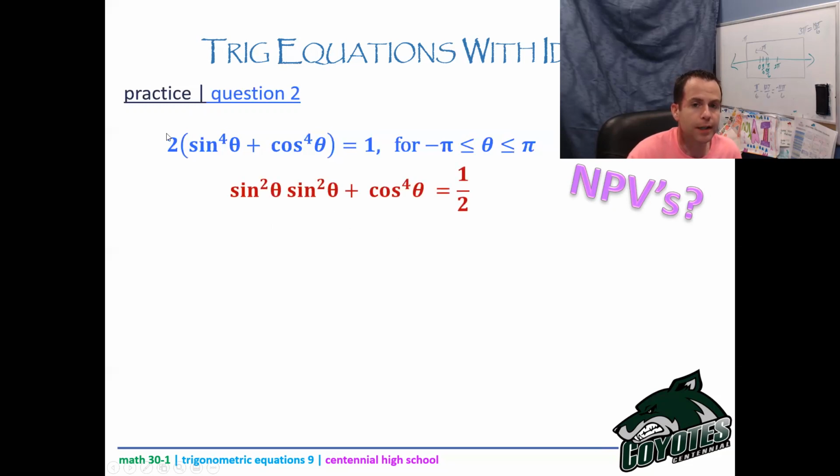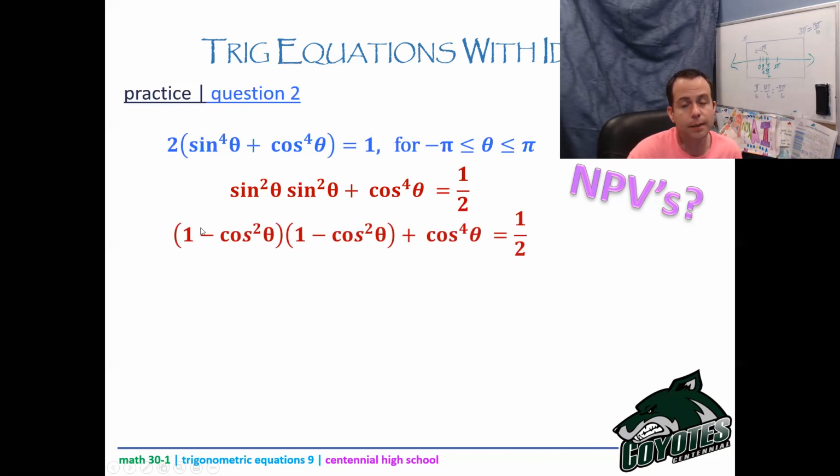Okay, so what I've done there is I've divided both sides by 2. That's where the 1/2 came from. And I switched my sine to the 4 to be sine squared times sine squared. Well, why did I do that? Because sine squared I know is 1 minus cos squared. So I can switch this to be 1 minus cos squared theta times 1 minus cos squared theta. And now I've got the beginnings of a quadratic here where it just involves cos.